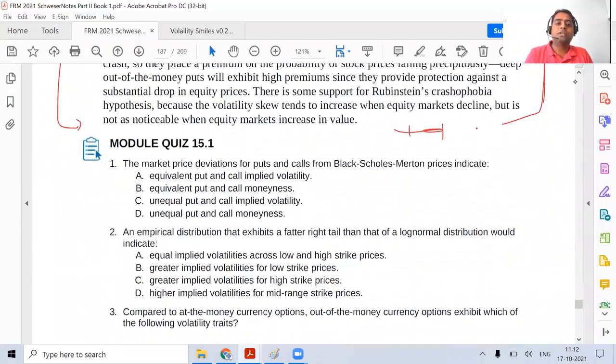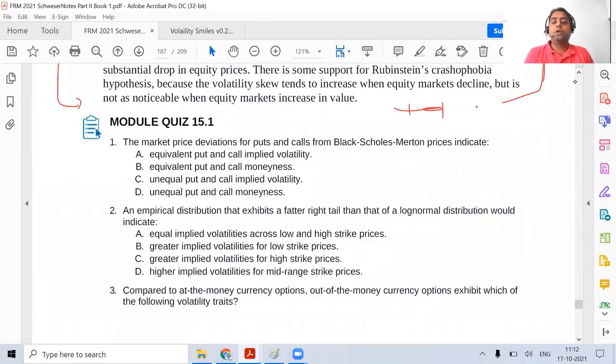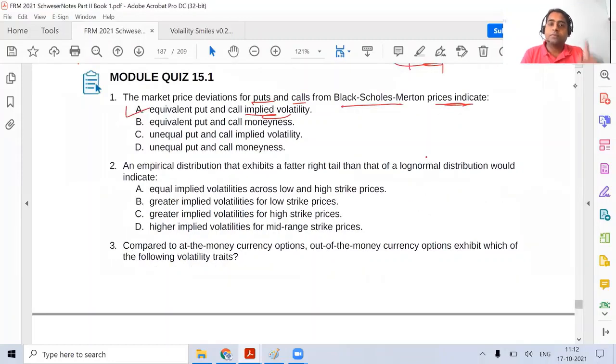We're starting out with this first question. The market price deviation for put and call for the Black-Scholes model price indicates what? We did the first section of this chapter. We talked about how the dollar pricing error is the same, which also tells me that implied volatility is the same for both of them. So it means equivalent implied volatility for both of them, right? Perfect. So the first question is good for all.